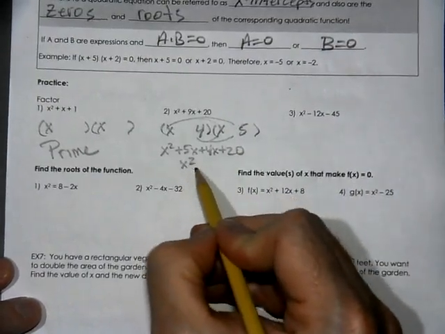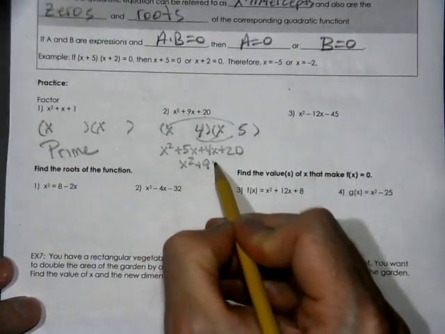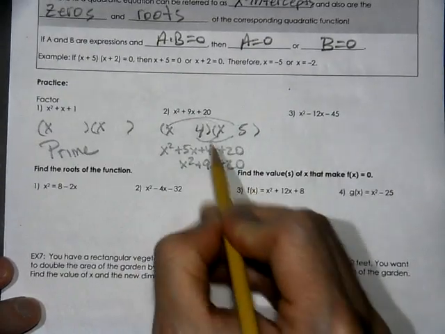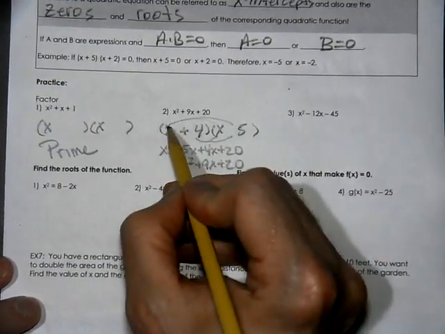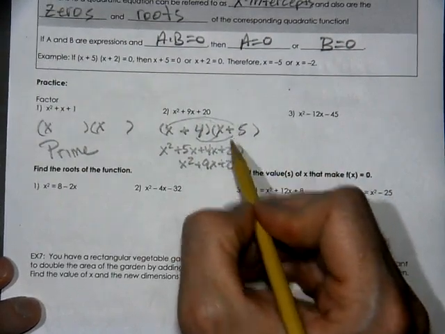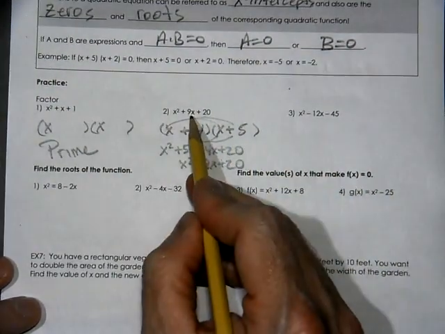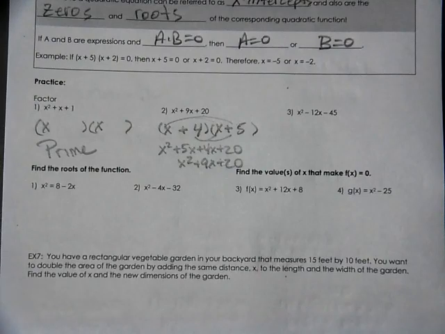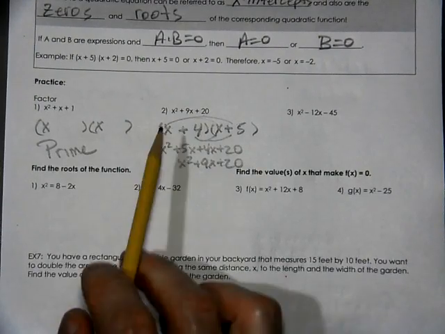We can check our work by multiplying this through. You'll see that it matches. So x plus 4 times x plus 5 gives us the factors of x squared plus 9x plus 20.